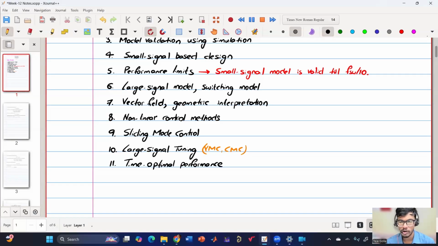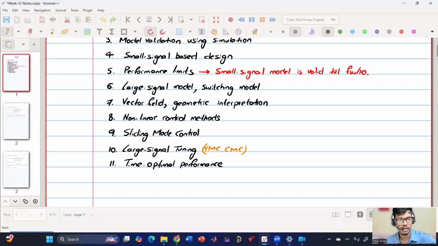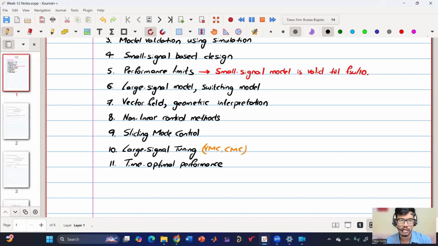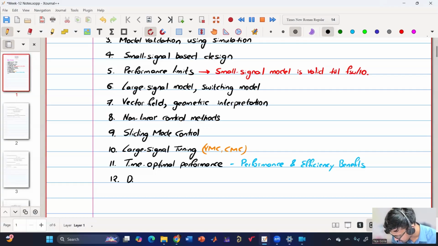So we have seen how the performance can be improved, and also energy efficiency, because the number of switchings it takes to reach the new operating point is less, so the switching losses will be less. We have seen the performance and efficiency benefits. And then in this final week, sir discussed digital control architectures, which I will also be teaching towards the end of our discussion.